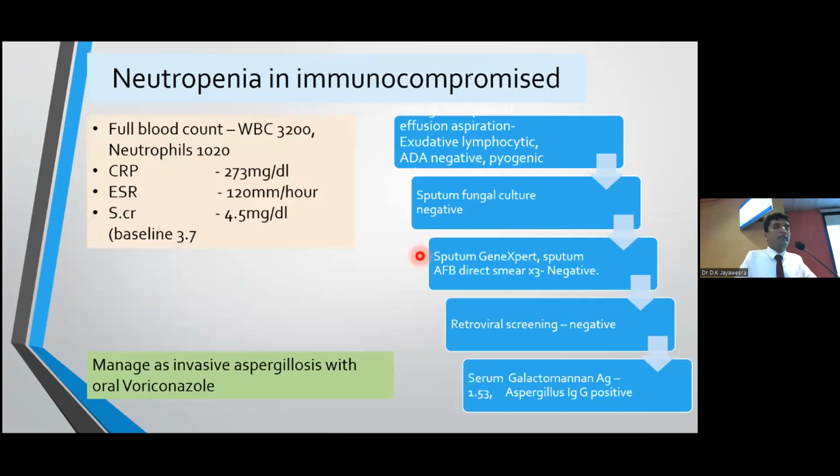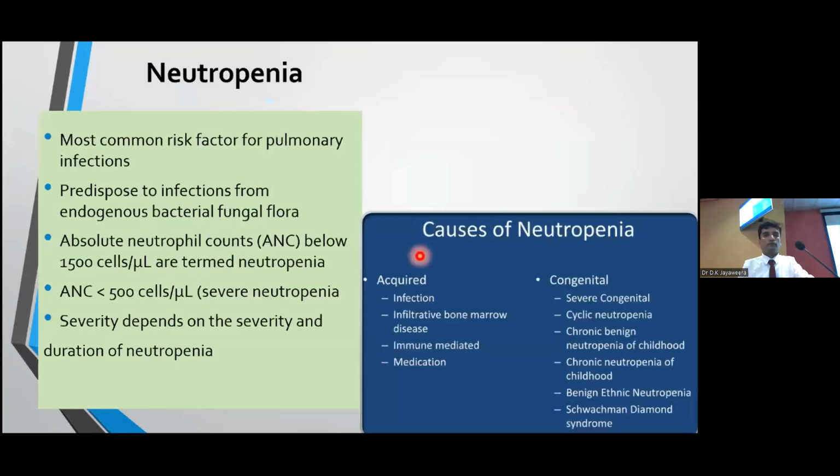So when we did the full blood count, it showed a WBC count of 3,200 with neutropenia. And CRP was high, ESR was high, and serum creatinine, his baseline, was a little elevated. And we did a fiberoptic bronchoscopy for this patient, and the TB investigations all came negative. For this, the serum galactomannan and the Aspergillus IgG came positive. And we treated this patient as invasive aspergillosis.